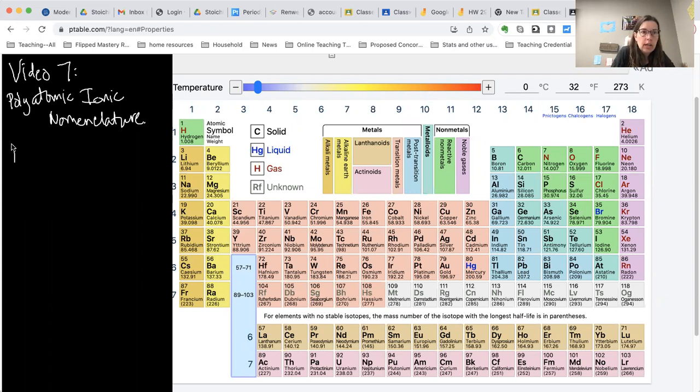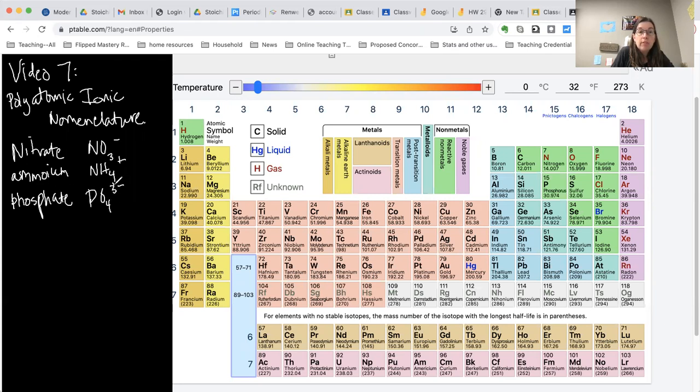Some examples are nitrate, which is NO3 minus. You could have ammonium, one of the few positively charged ones, NH4 plus. We could have phosphate, and that is PO4 3 minus. So feel free to have your notebook open with this list, and as you get better at it, you'll probably memorize it. But for now, you can refer to that list.